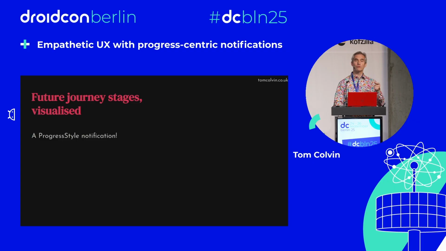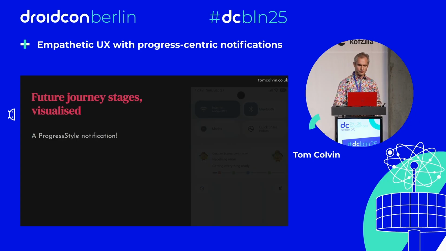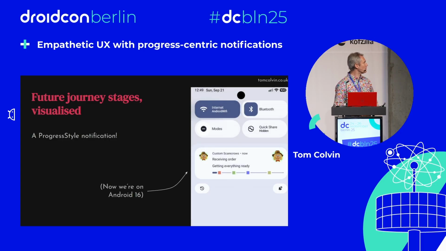This is where we need a progress-style notification, and this is where the new stuff that has just been released with Android 16 comes in. This is what it looks like. So you can see now that we've got those squares running across the progress bar to show where the checkpoints are.